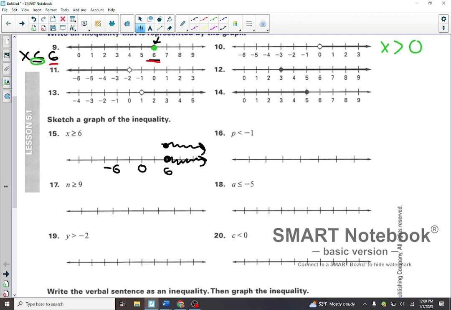P is less than -1. So P is less than -1. So I'll put 0, -1, 1. Open circle on -1. P is smaller than -1. So I go to the left.